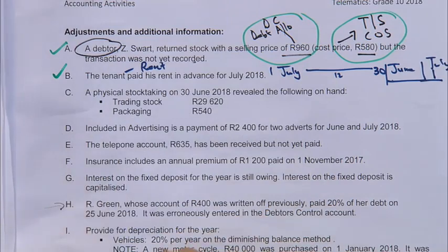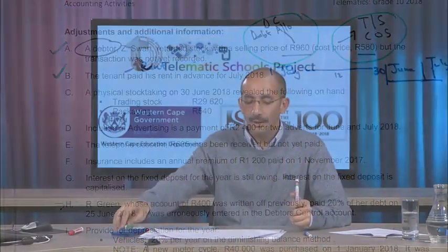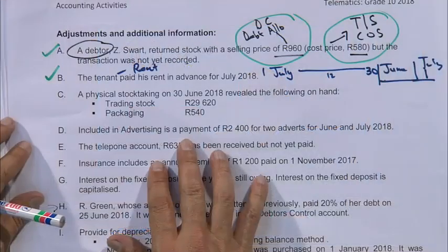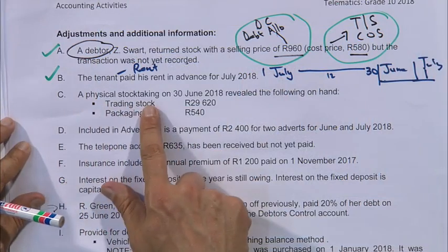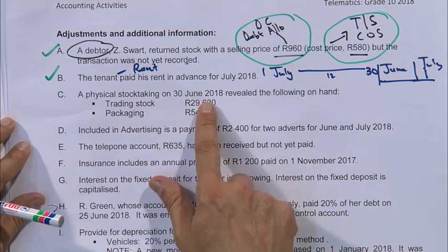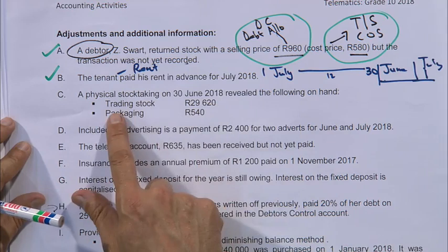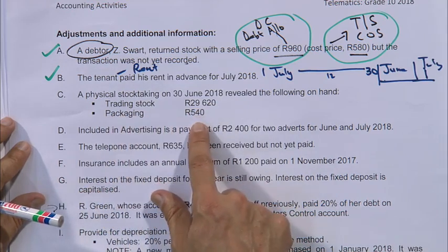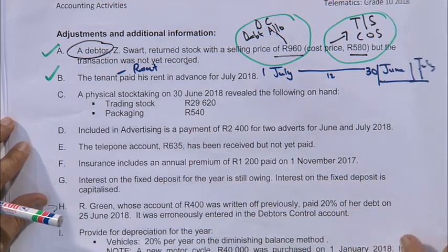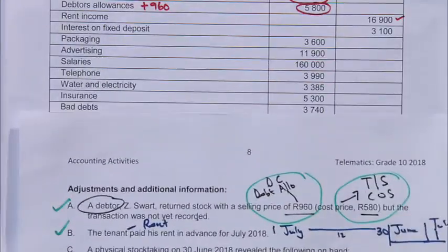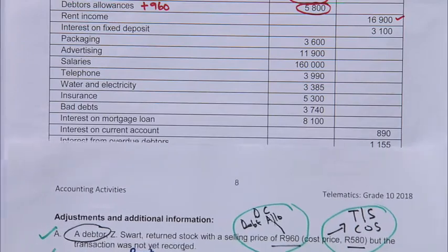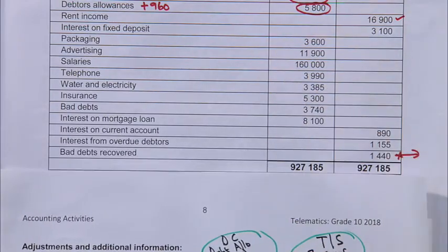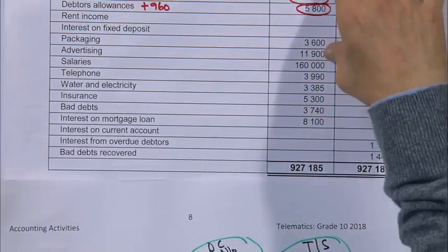Okay, and if we have a look at adjustment C, adjustment C talks about a physical stock taking that was done at the end of the year, and it showed that we have trading stock of 29,000 and we have packaging left of 540. Now what that means, those two figures, is after the physical stock take that we had.